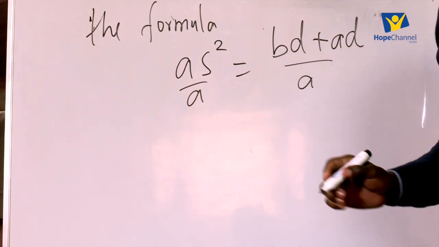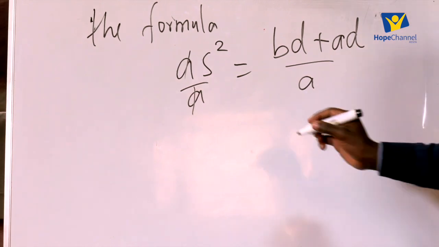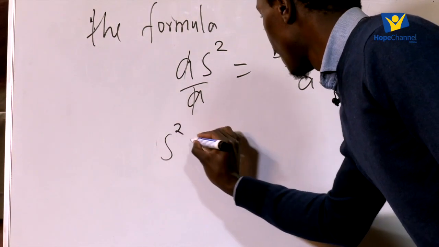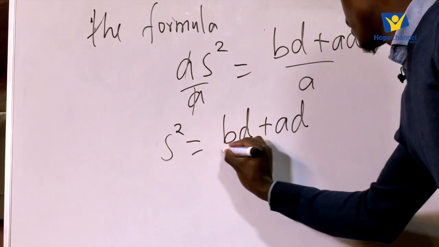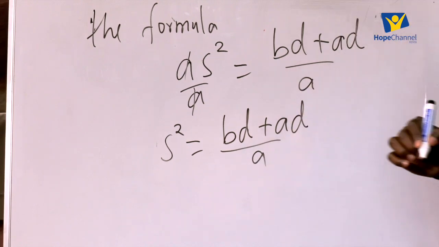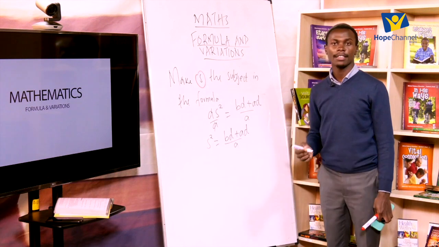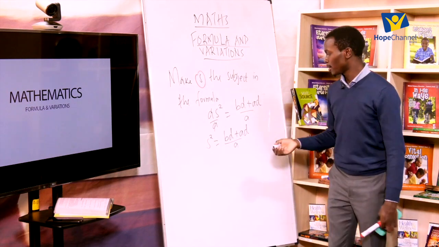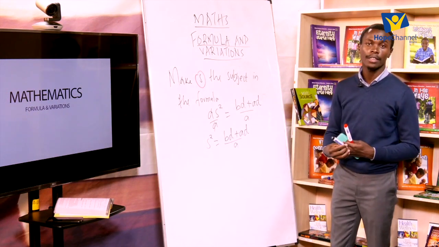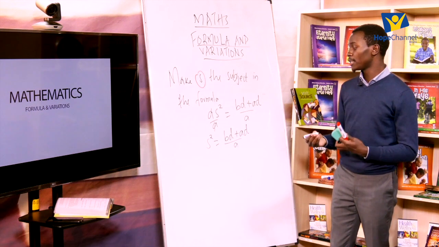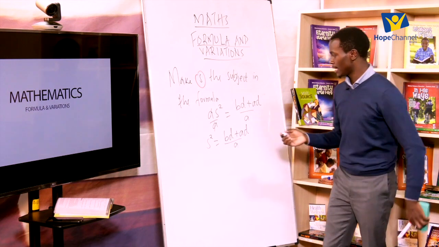Now let's simplify. A and a cancel, but on the other side we can just leave it as that. So that gives us s squared is equal to bd plus ad over a. Still we are not through, because the question is about making s the subject and not s squared. So just like the previous example, because it is s squared, you are supposed to find the square root on both sides, so that you find the value of s, or rather the subject s as we need it.